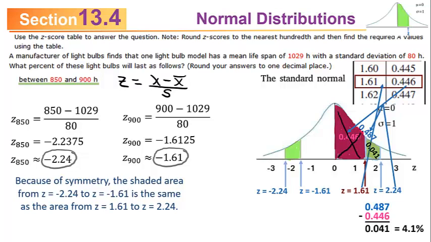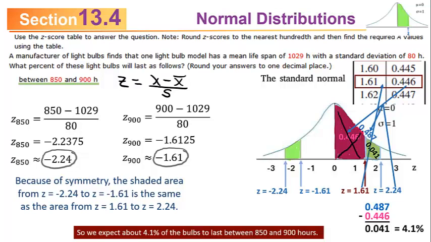It asks us to give this answer as a percent. You have to read the problem carefully and give the answer in the form that you're asked. Asking for a percent means you've got to move the decimal 2 places to the right, so it's about 4.1%. So we can expect about 4.1% of the bulbs to last between 850 and 900 hours. These problems are not difficult, but you do have to practice and then practice some more. Once you get the process involved and the thought processes that you have to go through to come to the right conclusions, you'll find this gets easier and easier.